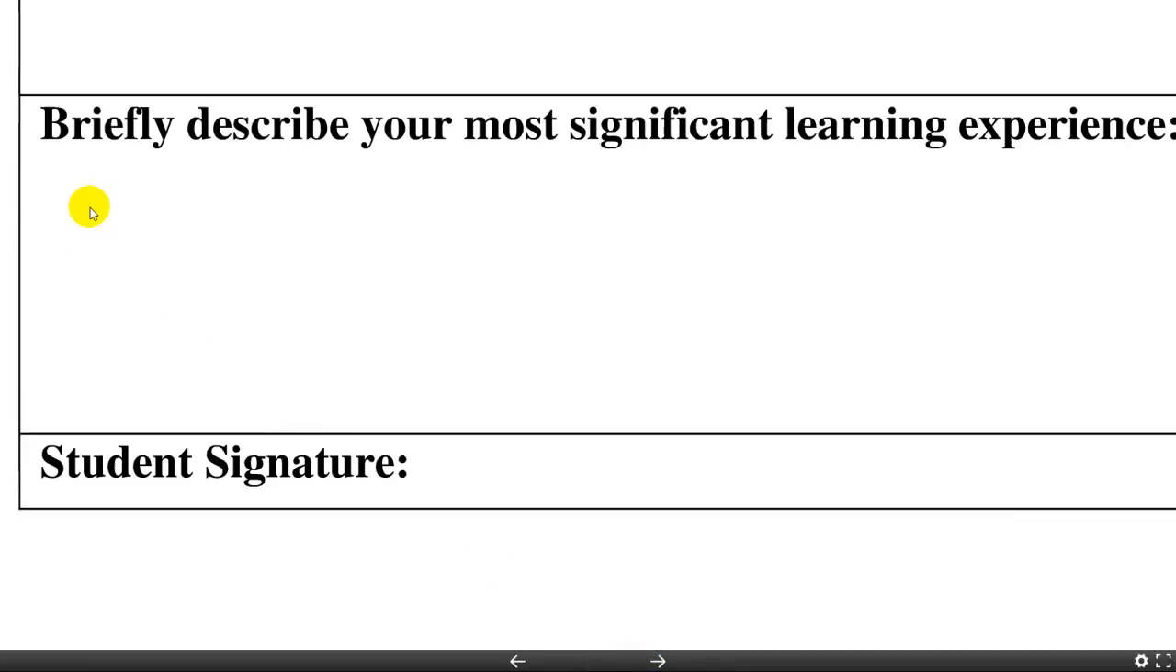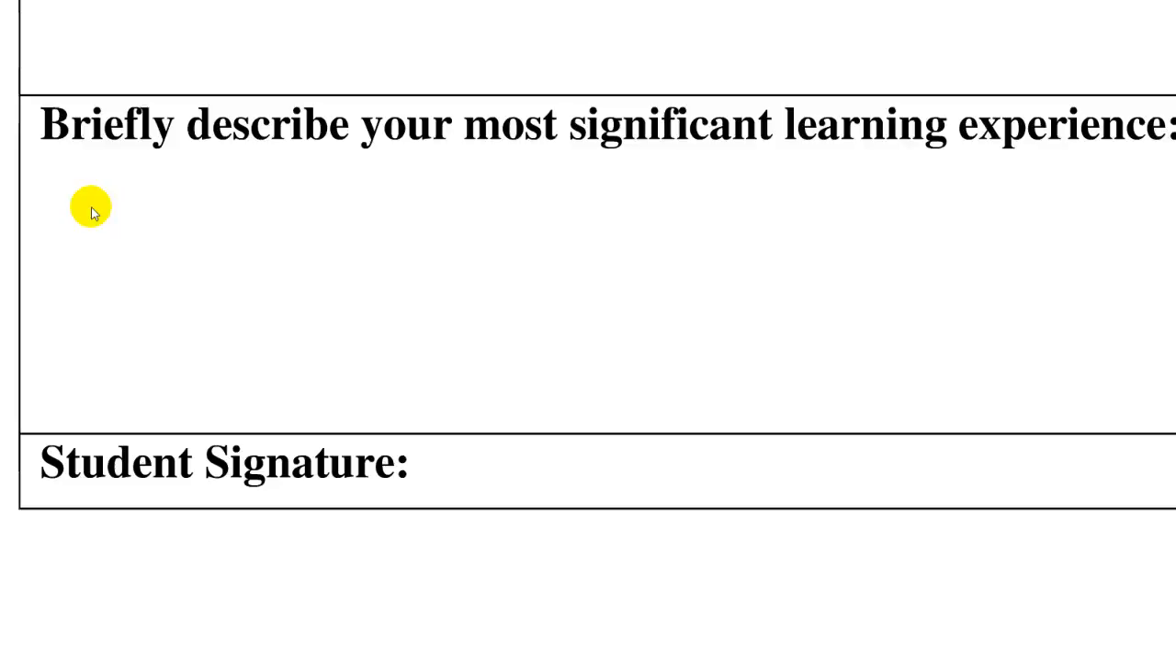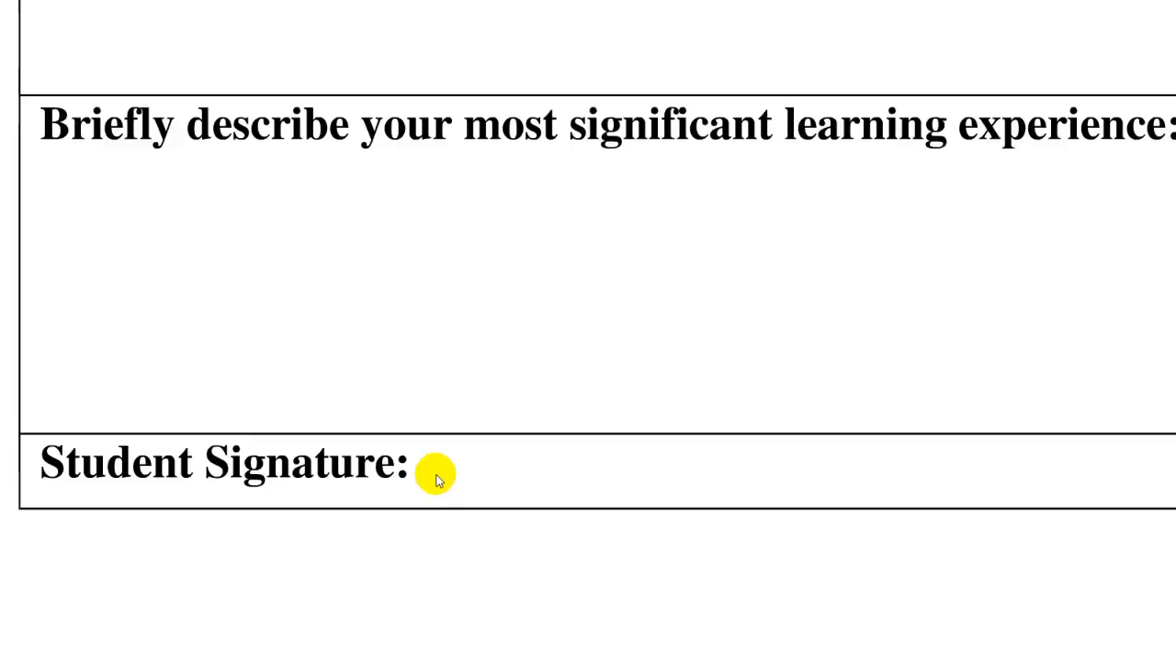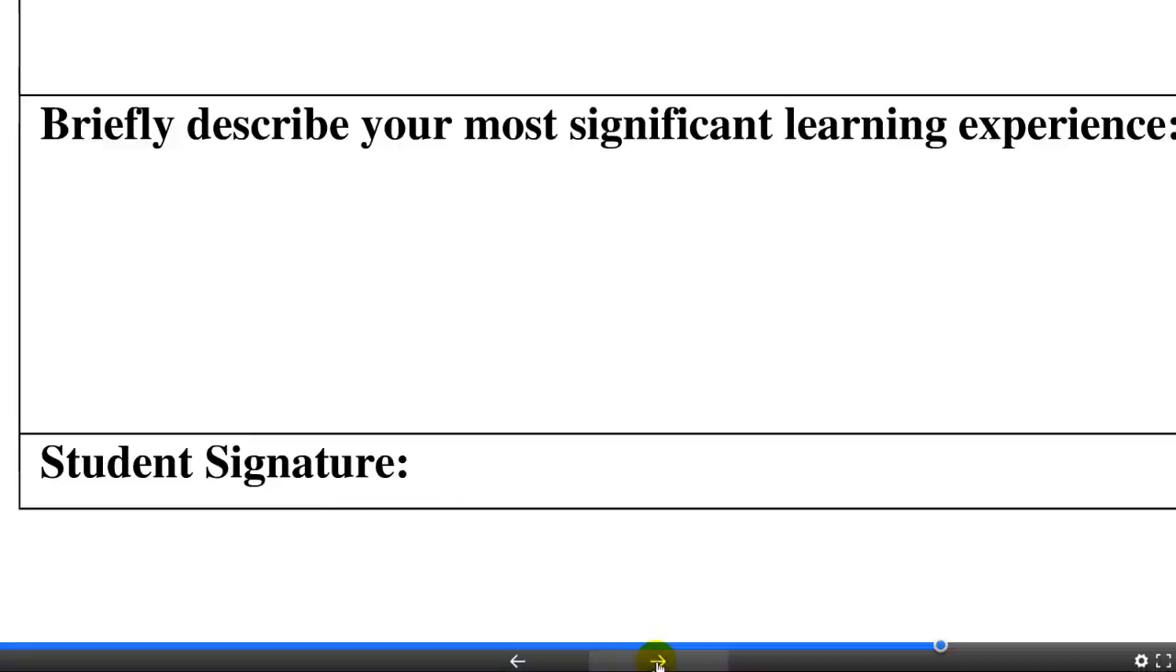And then we ask the student to give us their most significant learning experience of the day. What stood out for them? What did they see that was beneficial or educational? And of course, sign their daily log that attests that that is what they did indeed perform or observe.